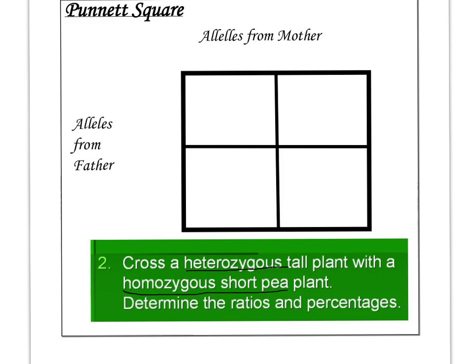I'm going to stick with using T's because we're talking about tall plants and short plants, but you can really use any letter you want. So we'll make the mom the heterozygous genotype again, big T, little t. And then the other parent is homozygous short. Short here is recessive, and homozygous, meaning they have the same allele. So the father then will be lowercase t, t. I'll quickly conduct the cross.